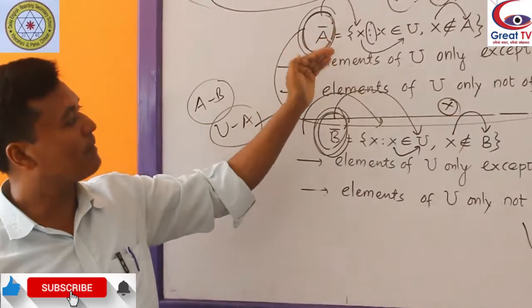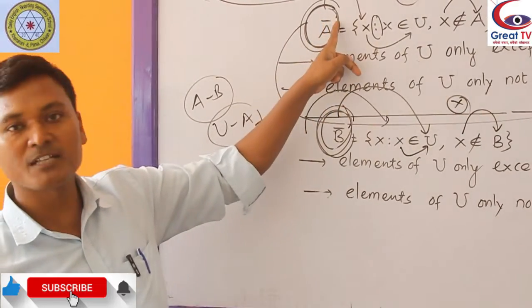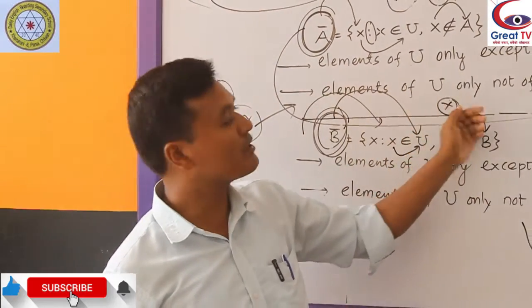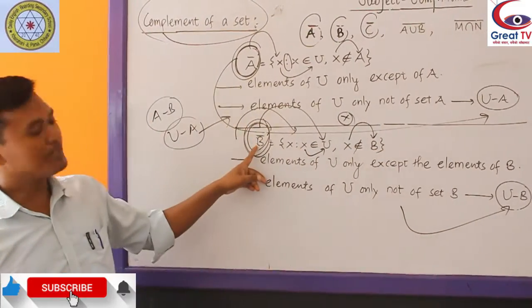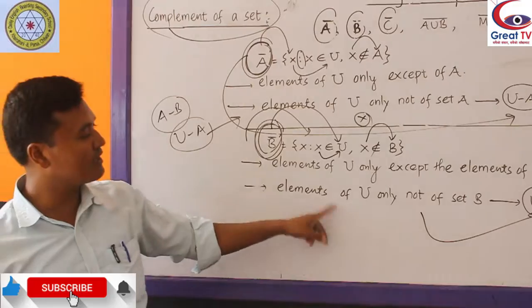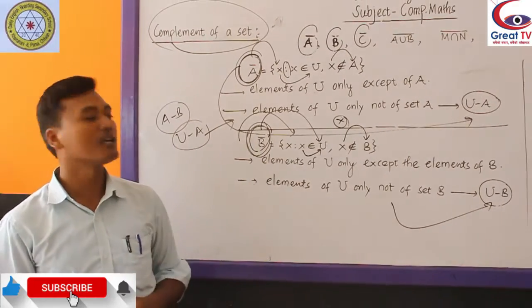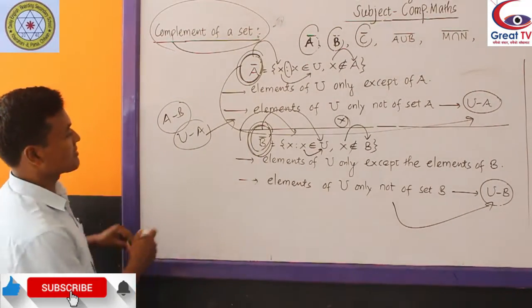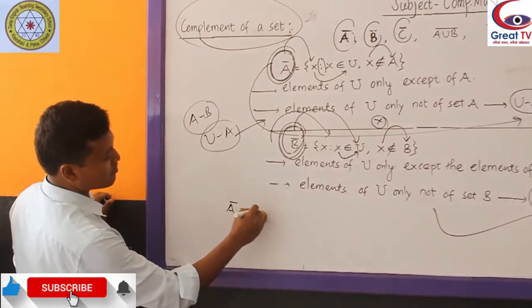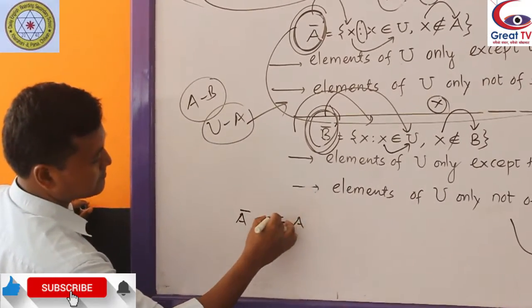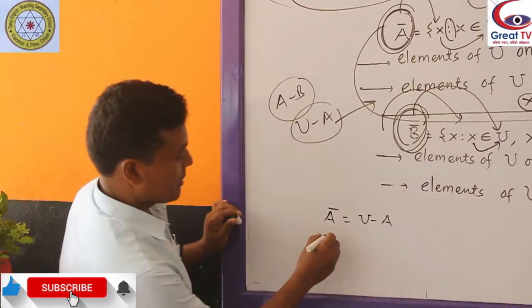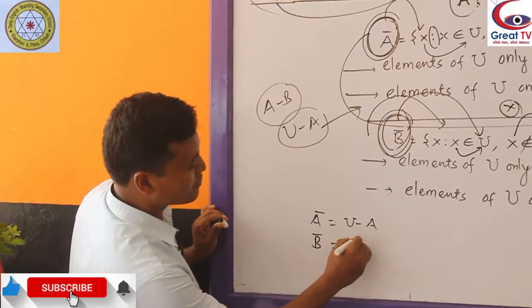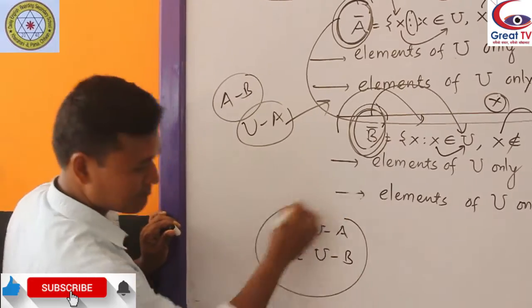A complement, we have concluded, is actually elements of U only, not of A. That is simply U difference A. B complement means elements of U only, not of B, that is simply U difference B. So A complement is equal to U difference A. This is not the universal set. And similarly, B complement means U minus B.